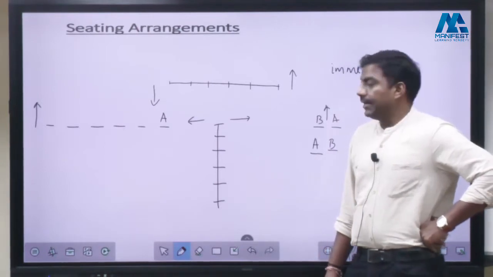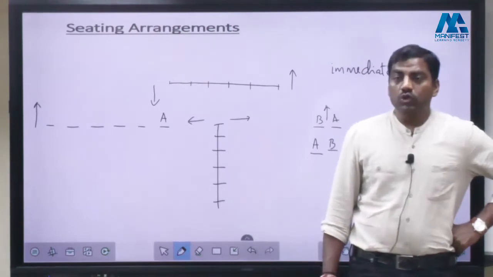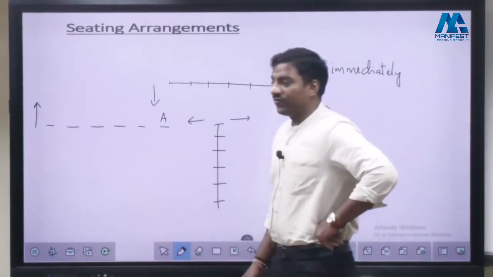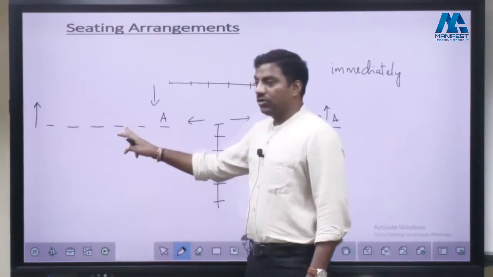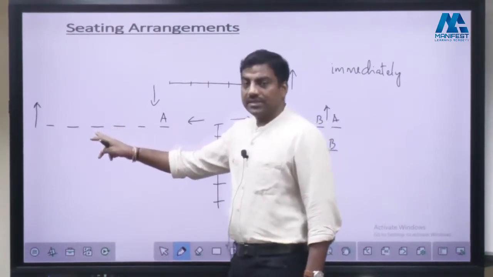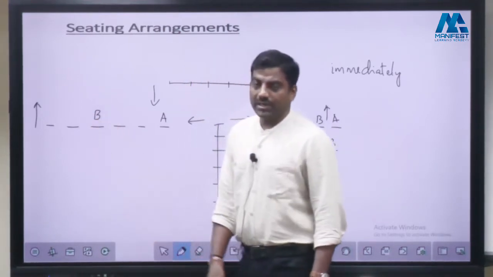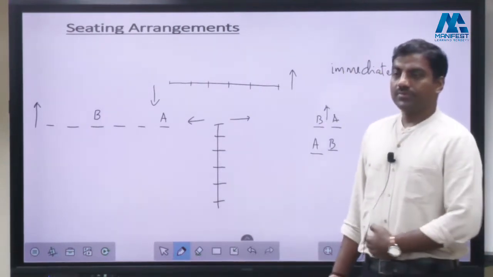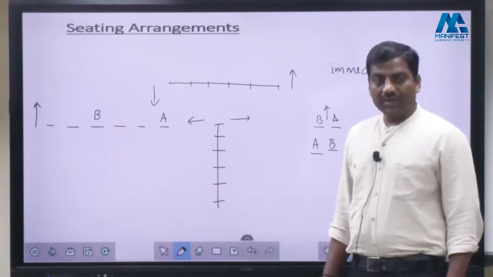Okay. Then if I give B is third to the left of A. This is first to the left of A, second to the left of A, and this is third to the left of A. Now tell me, what is the position of A with respect to B? Third to the right of B.